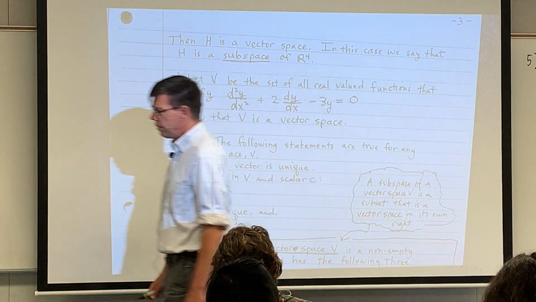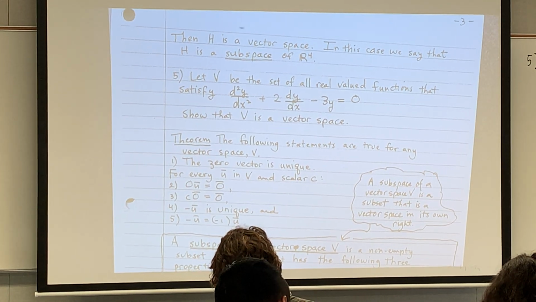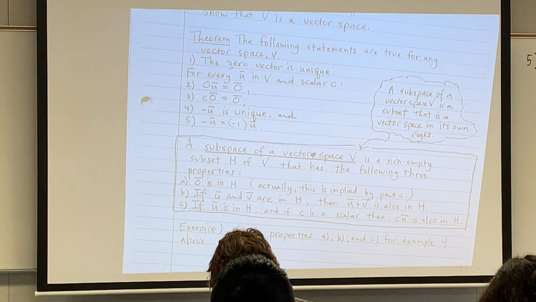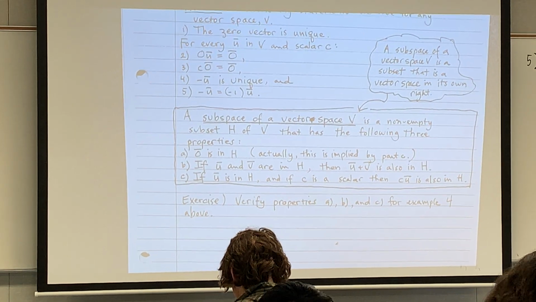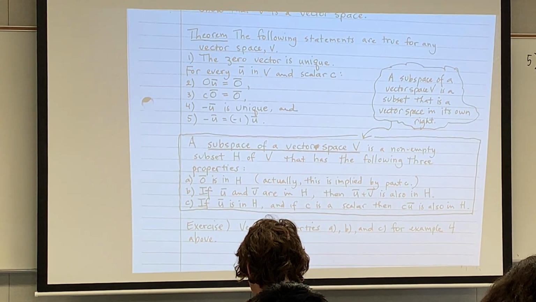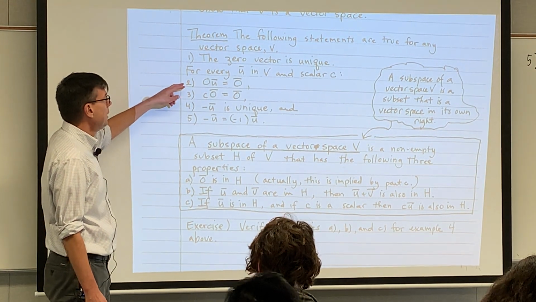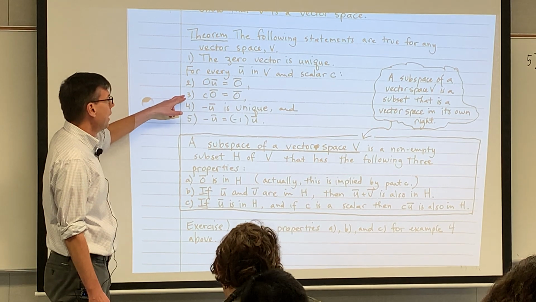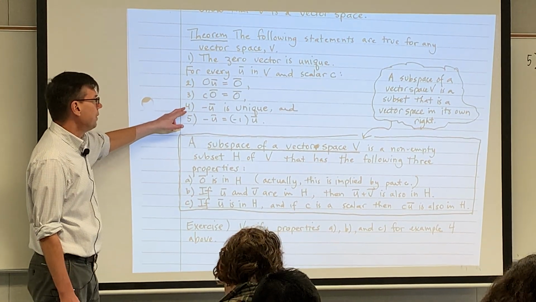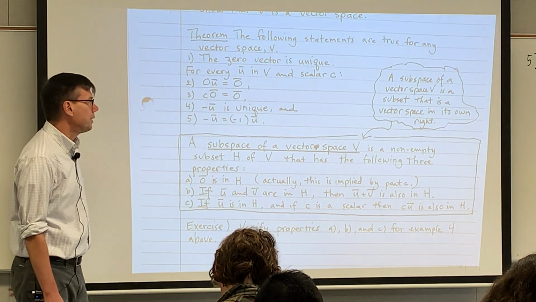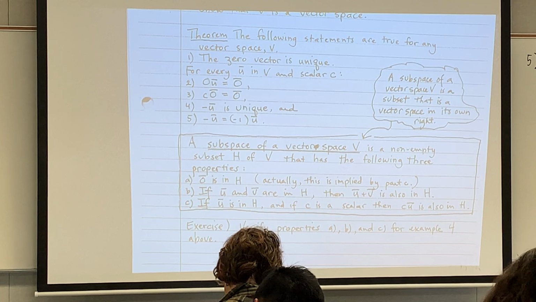The theorem there is not terribly exciting. The following statements are true for any vector space. The zero vector is unique. 0 times anything is 0. A scalar times 0 is always 0. The opposite of a vector is unique, and -1 times a vector is equal to the opposite of the vector.